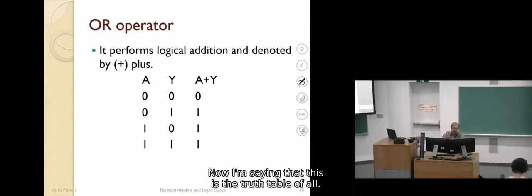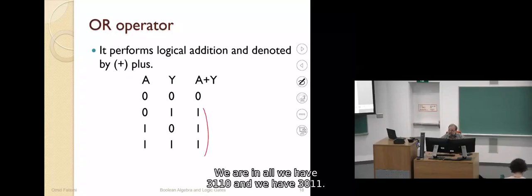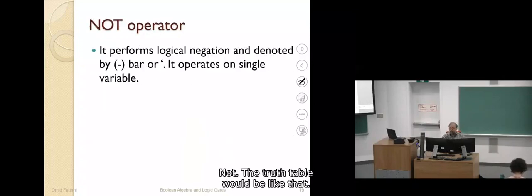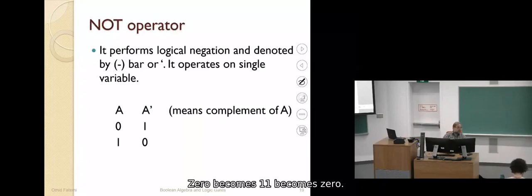Now this is the truth table of OR. In OR we have 0, 1, 1, 1. In AND we have 0, 0, 0, 1. NOT: the truth table would be like that. 0 becomes 1, 1 becomes 0.